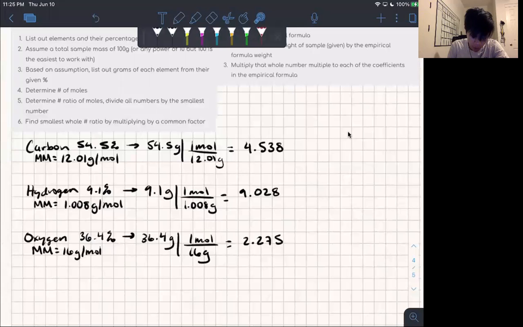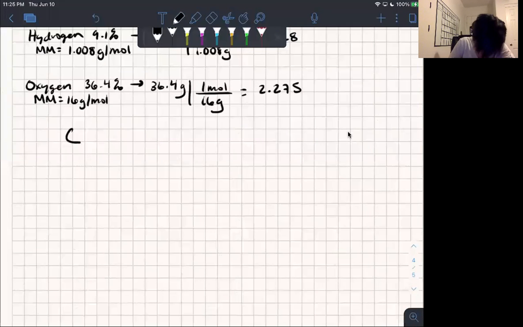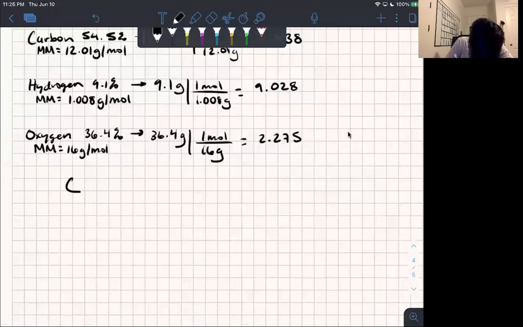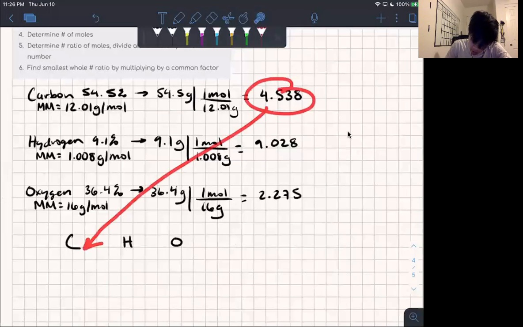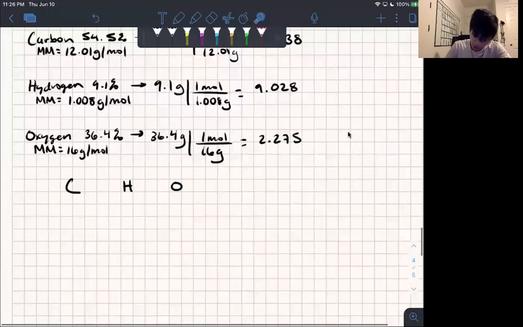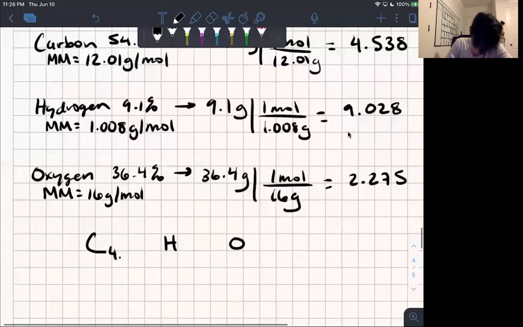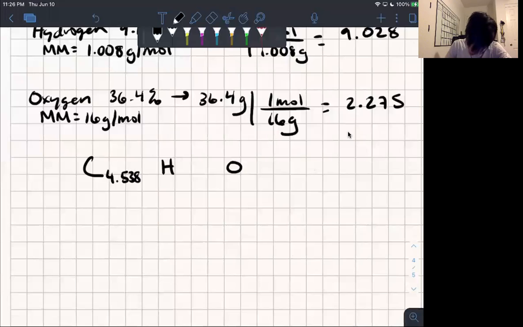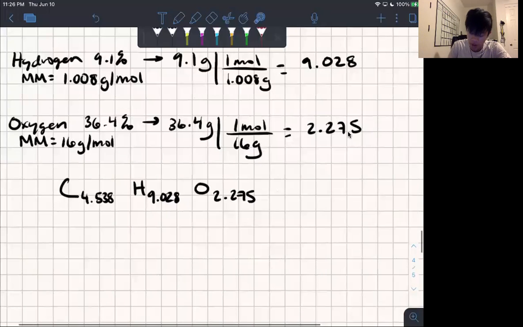Step 5, determine the number ratio of moles. Then divide all the numbers by that smallest number. So what we're going to do is write out this CHO, and these numbers will be written as subscripts on this crude equation that we're working with right now. So moles of carbon is 4.538. Moles of hydrogen, 9.028. Moles of oxygen, 2.275. Okay, so now all of these are subscripts.